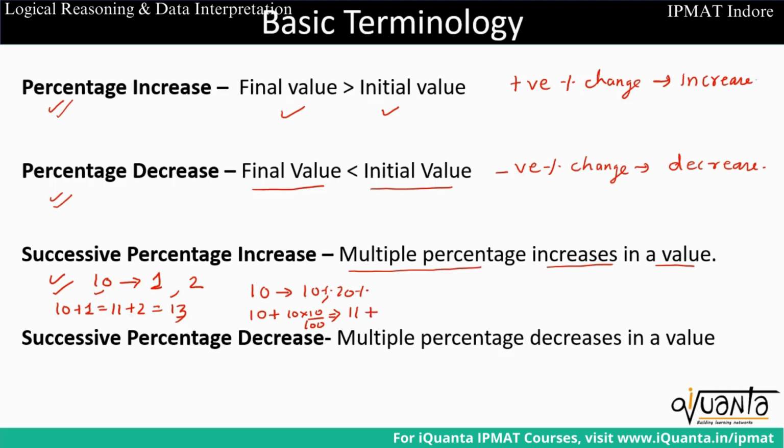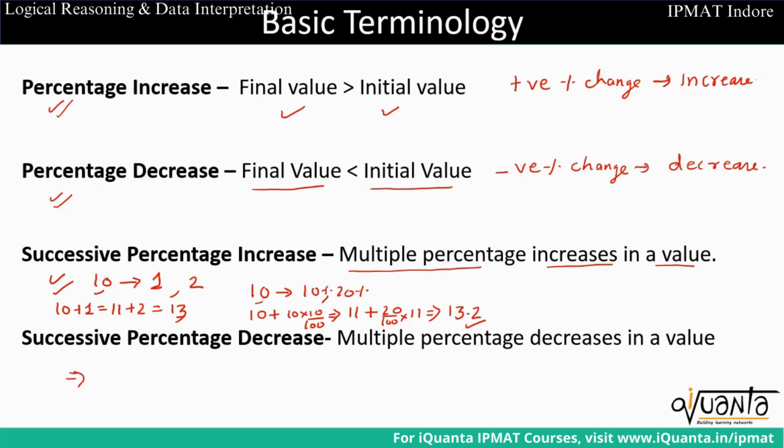So how to do it? You have to add 20% of 11 into 11. So 11 plus 20% of 11, which gives you 13.2. So if you increase 10 successively by 10% and 20%, then you get 13.2.